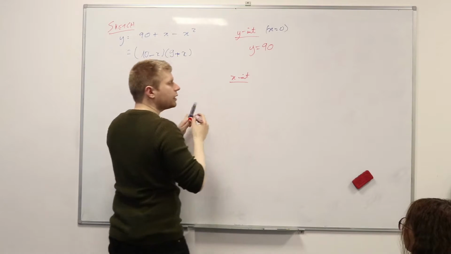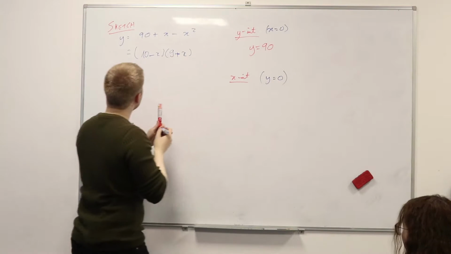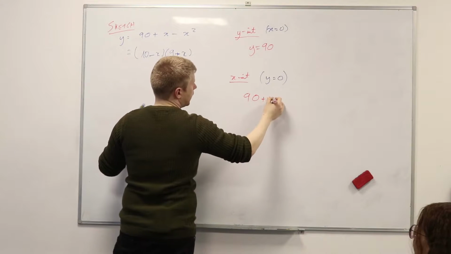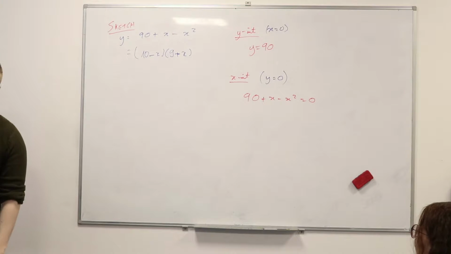What am I setting to be 0? Yeah, good. Okay, so if I set y to be 0, this is what I get. I get 90 plus x minus x squared equals 0. Now my first issue is, look at that thing on the left-hand side.